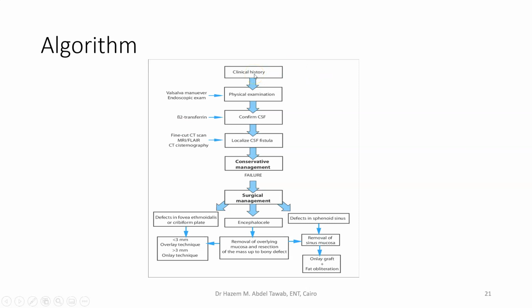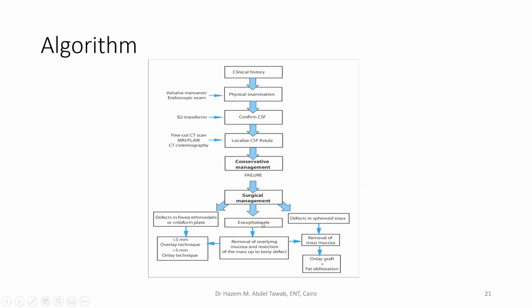By the clinical history, if you are suspecting, you are going to tell the patient to do a Valsalva maneuver, or you are going to examine with the scope. This is the physical examination. You can confirm the CSF by going with the beta-2 transferrin. If you can localize the CSF fistula by CT scan, by MRI, or by CT cisternography, as we have mentioned before, then most of the leaks, if they are small, can close conservatively. So you ask your patient not to do forcible blowing of the nose and to avoid straining. If this fails to close the defect, then you go for the surgical management.